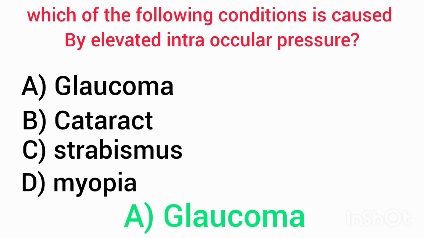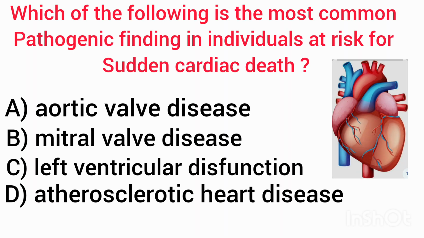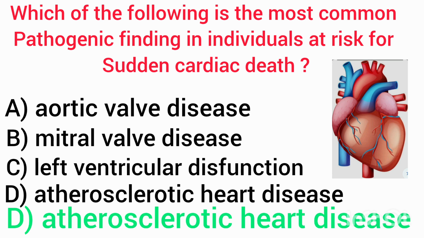Next question. Which of the following is the most common pathogenic finding in individuals at risk for sudden cardiac death? Aortic valve disease, mitral valve disease, left ventricular dysfunction, atherosclerotic heart disease. Answer: atherosclerotic heart disease. Next question.